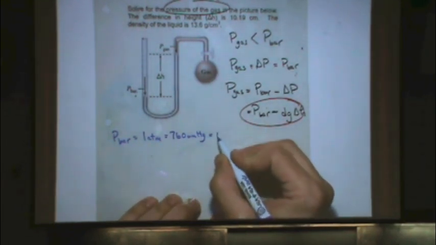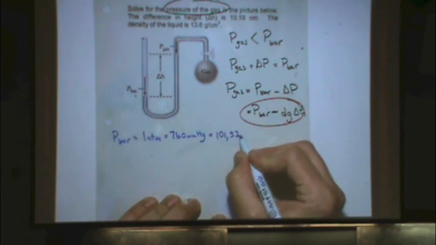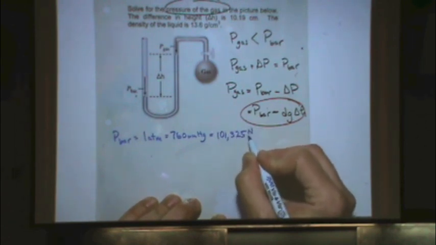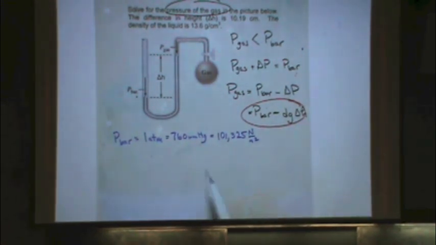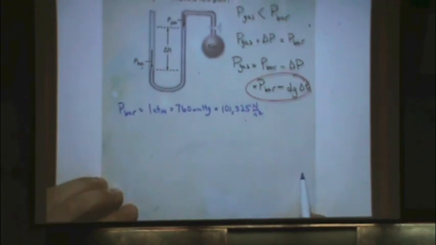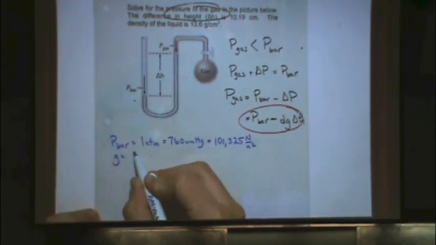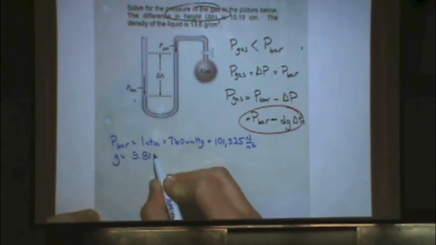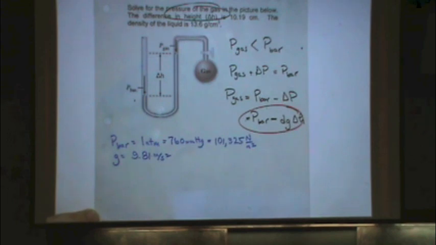And in SI units it is 101,325 newtons per meter squared, which is a Pascal. So that's your atmospheric pressure in pascals. That would be P bar. And then let's get the other ones. Gravity, that's just the gravity on Earth, 9.81 meters per second squared. That would also be something that was given.